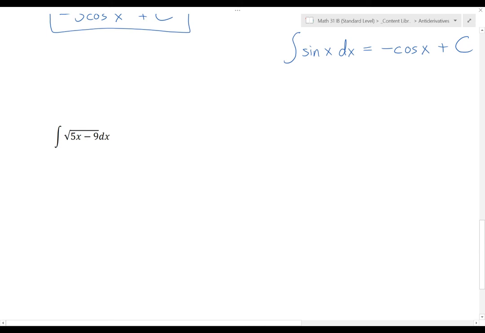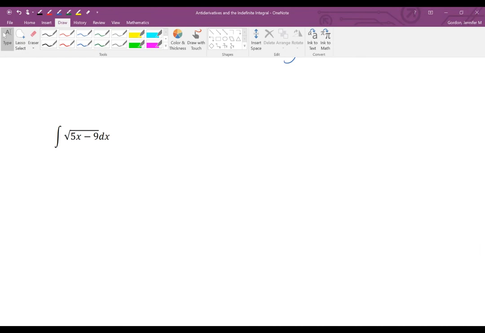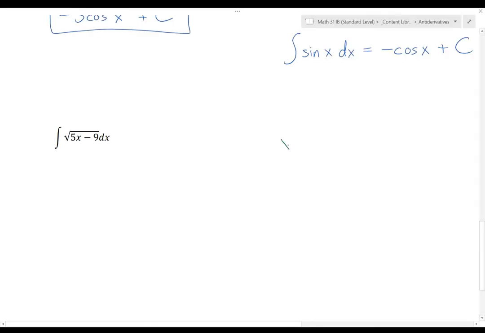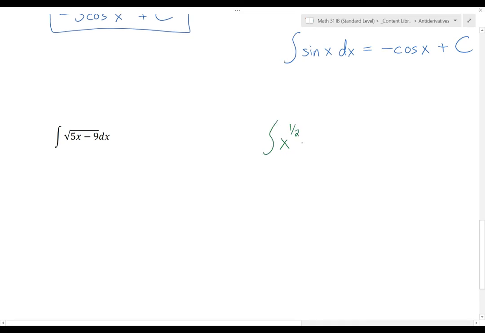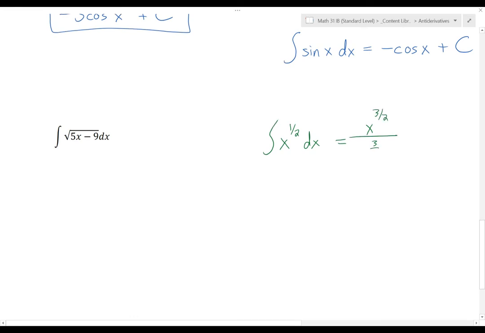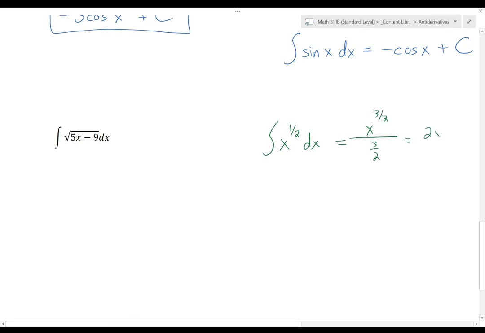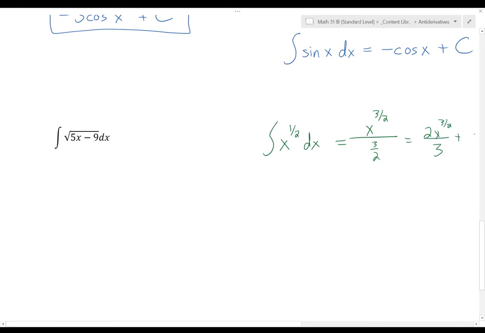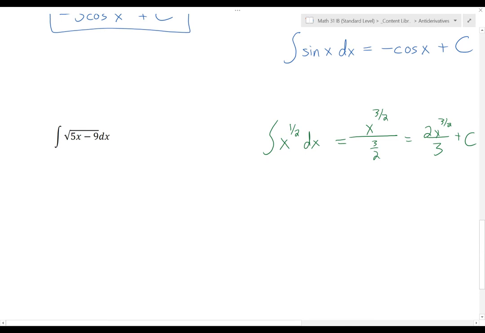All right, what about a radical function? Here's another case. Radicals follow the power rule, so I can use the power rule. But here's another case where substitution can be helpful. Because if I had x to the power of 1/2 dx, the antiderivative of that would be x to the power of 3/2 divided by 3/2, or in other words, 2x to the power of 3 over 2 over 3, plus, of course, and always some constant.